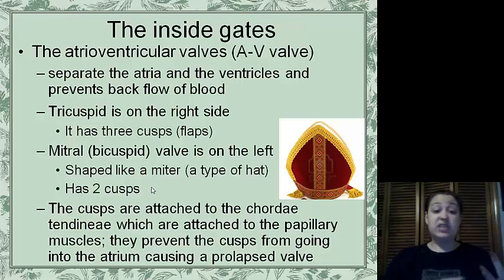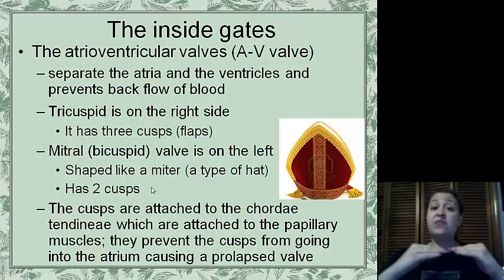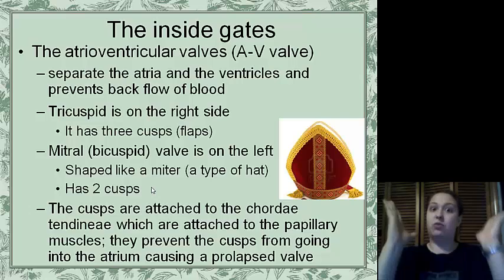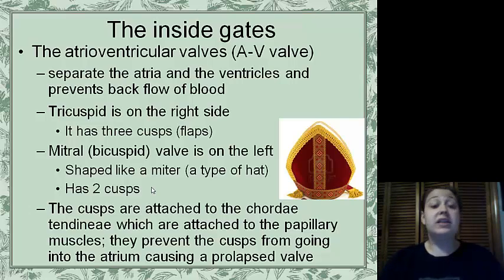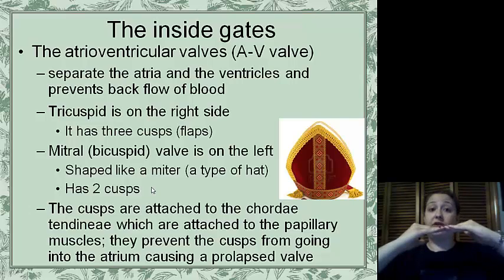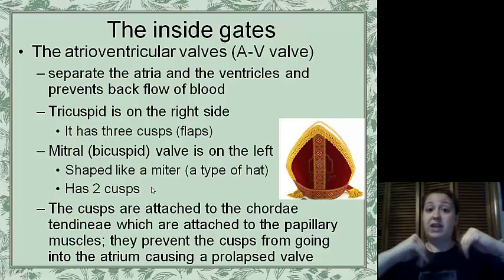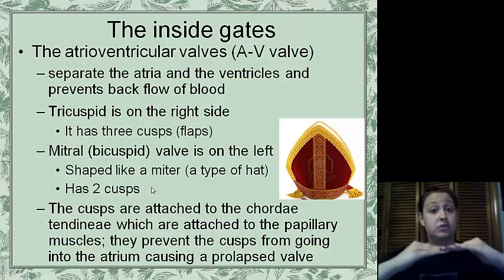Now, again, these chordae tendineae and these papillary muscles do not open and close these valves. They prevent the cusps from going backwards and causing a prolapsed valve. So they stop them when they're closed, but they do not open and close them. They allow them to open and then stop them to close.